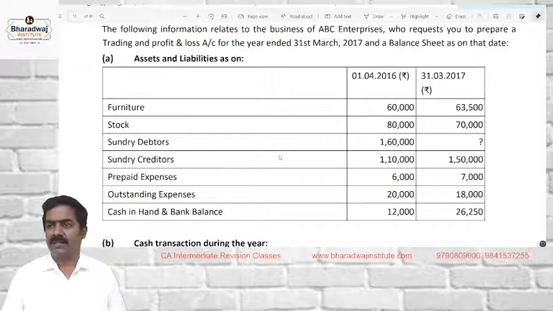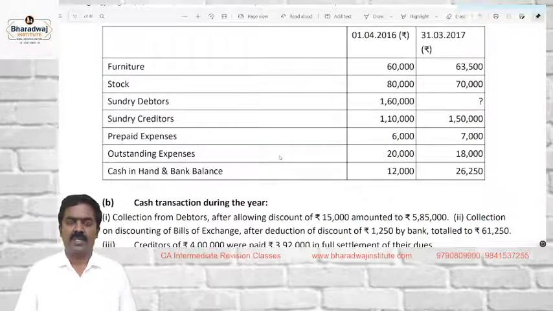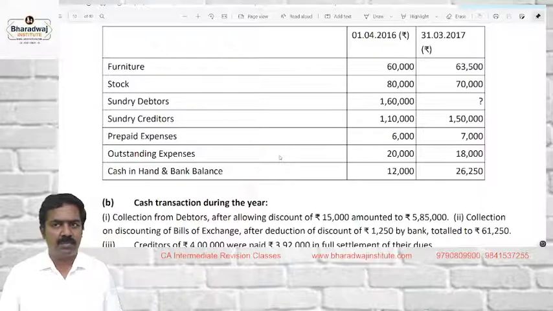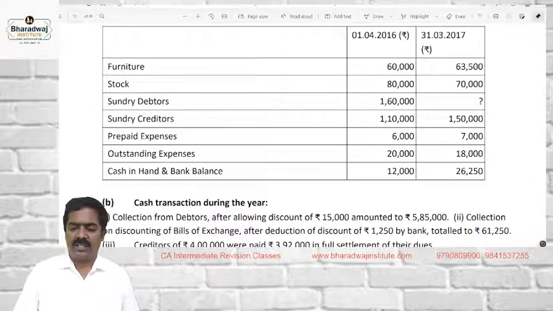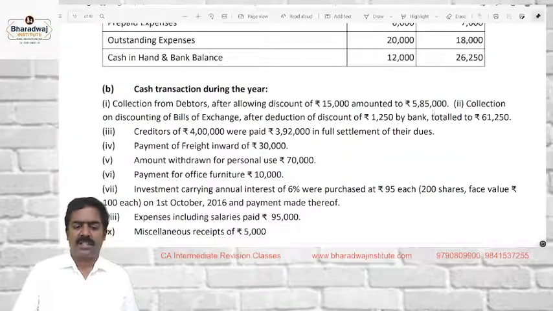Any missing balance? Furniture, stock, debtors, creditors, prepaid expenses, outstanding expenses, cash in hand as well as what? Bank balances, both are given to us. Closing debtors is missing. So opening items I hope given. Cash transactions during the year.